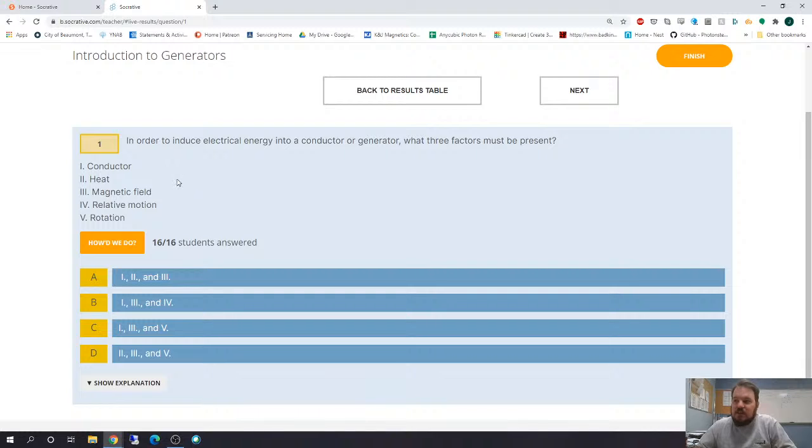Induction is calculated by however many times a conductor cuts through the lines of flux in a magnetic field. For it to cut through, it has to have relative motion. Okay. So that gives us 1, 3, and 4.